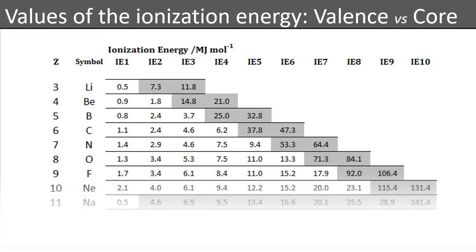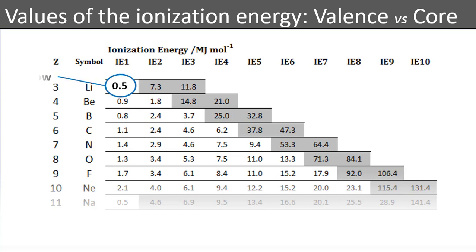So here are some values for elements at the beginning of the periodic table. These are in megajoules per mole, but it's not the absolute value that's important here. It's the relative values that we need to look at. Let's start with lithium. So lithium has just 3 electrons. Its electronic configuration is 1s2, 2s1. So the 2 electrons in the 1s orbital are considered core electrons, and the single electron in the 2s orbital is on the outside of the atom. It is further from the nucleus and therefore less strongly bound to the atom. This is the valence electron.